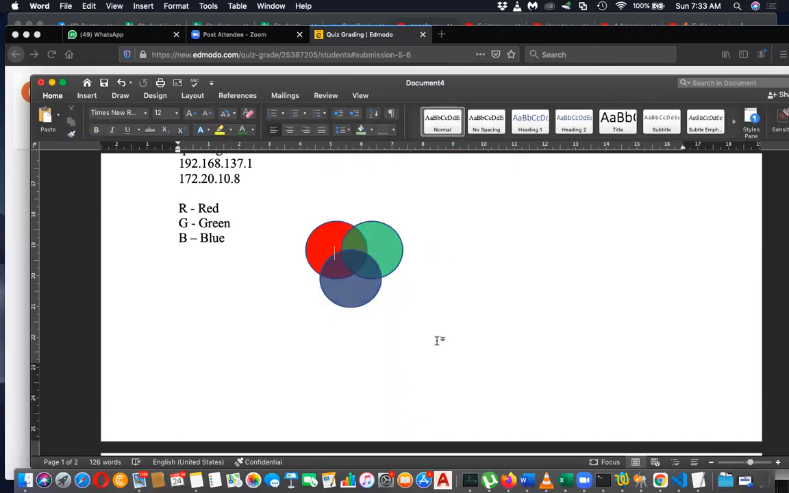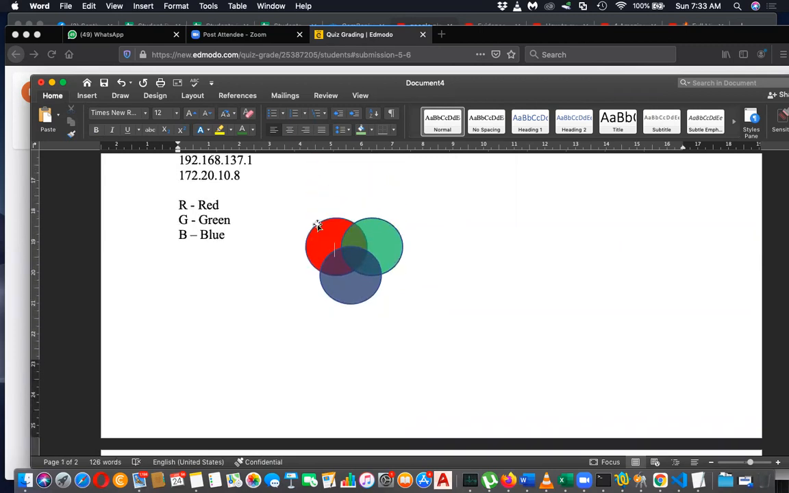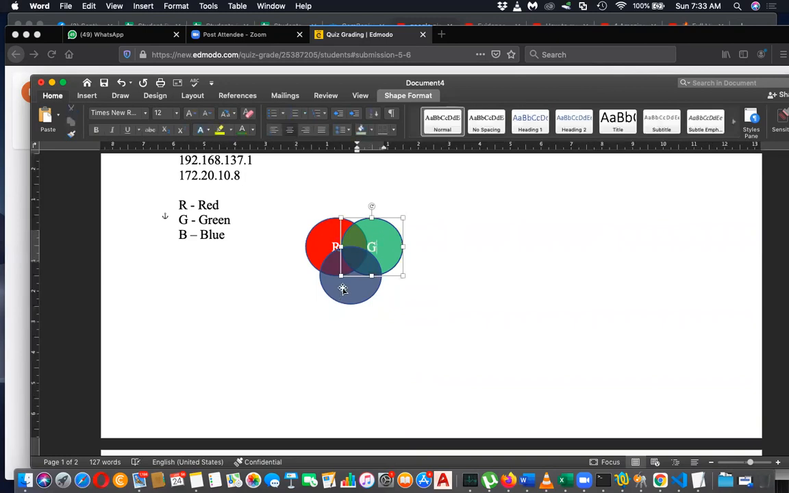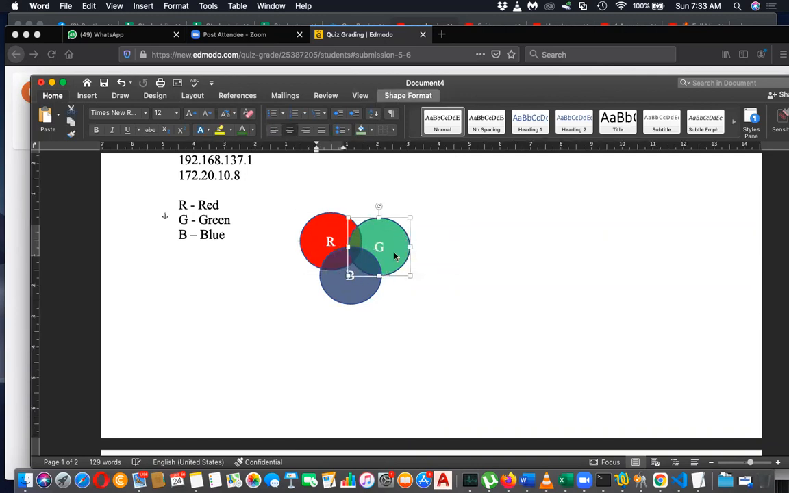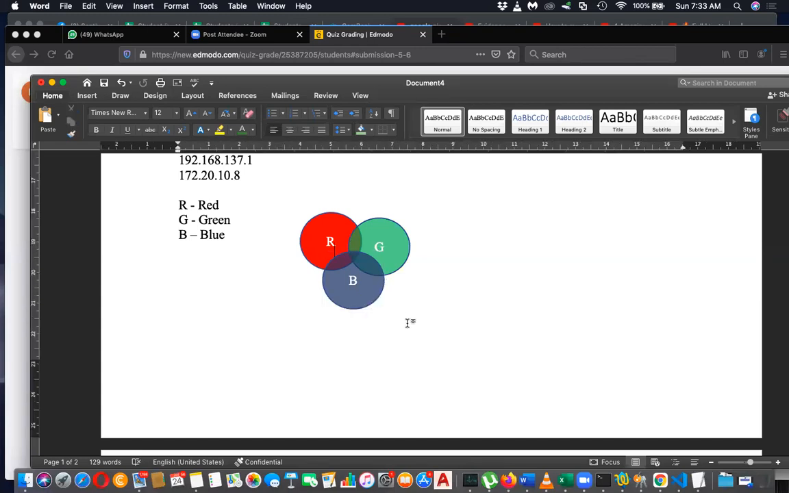Okay, let me make this transparent. Then you can see the other colors which are being created. That's why I make this transparent. So this is red, this is green, and this is blue. So what if you mix red and green color? What is the color created by mixing red and green? What is the color in the middle? Can you tell? Yellow. Yes, it's yellow color.